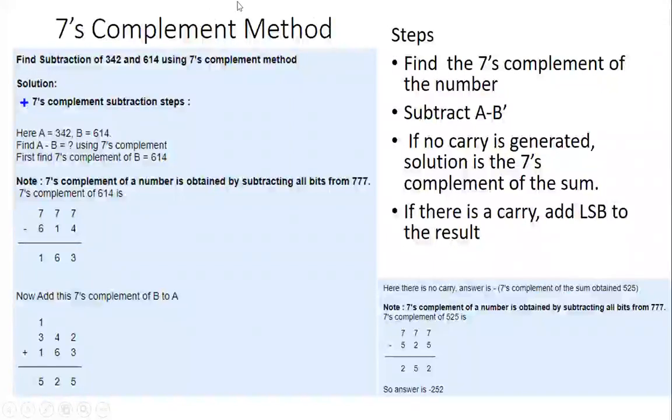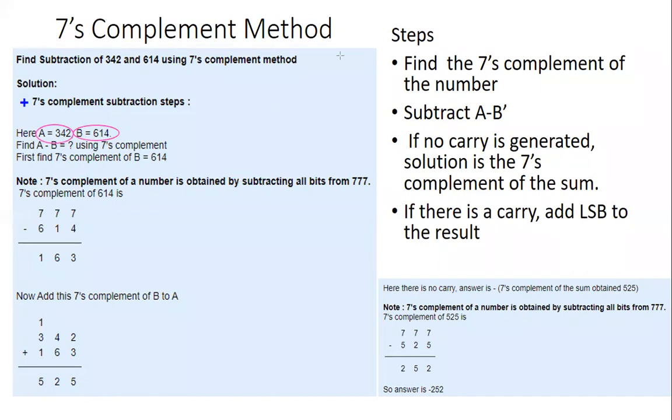We are going to see the 7's complement method. This is used for octal subtraction, subtraction of octal numbers. The first number I have taken is A equal to 342. This is an octal number. The second number I have taken is B equal to 614, which clearly indicates A is less than B. So the solution will be a negative solution.